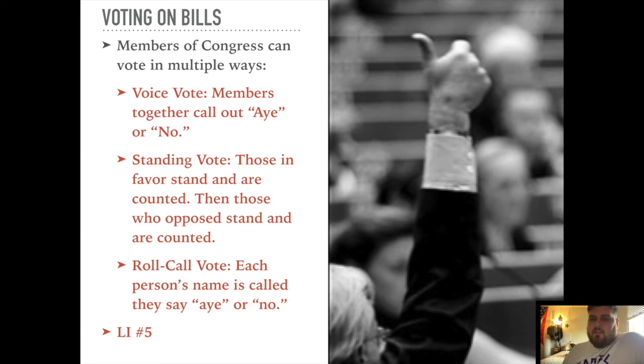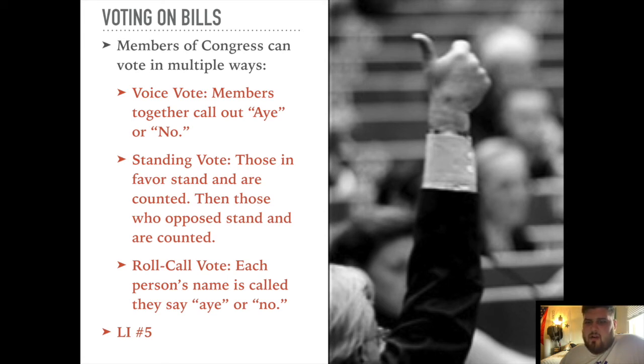Next thing here, voting on bills. Members of Congress can vote in multiple ways. One is a voice vote, which is very simple here. For example, I think we've done this in class, where if I say all in favor, say aye, they say aye, meaning that they agree. Or you'll go through a roll call, so I'd say, so and so, do you agree? And they'd say yes or no. Pretty simple.